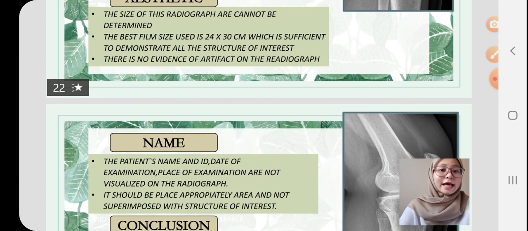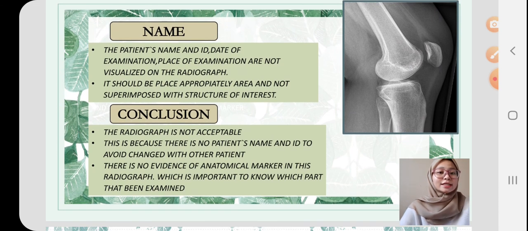Okay, next is the name, and lastly the conclusion. For the name, there is no patient's name and ID. There is no evidence of the patient's name and ID. The date of examination and place of examination are visualized on the radiograph. Okay, they should be placed at an appropriate area and not superimposed with structures of interest.